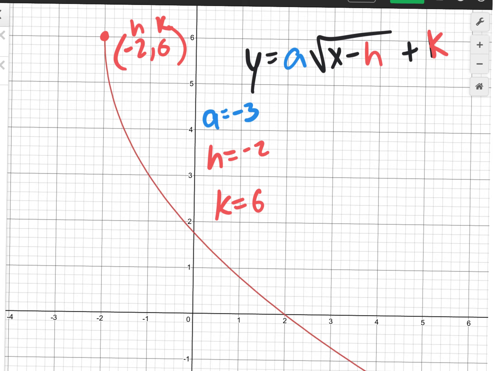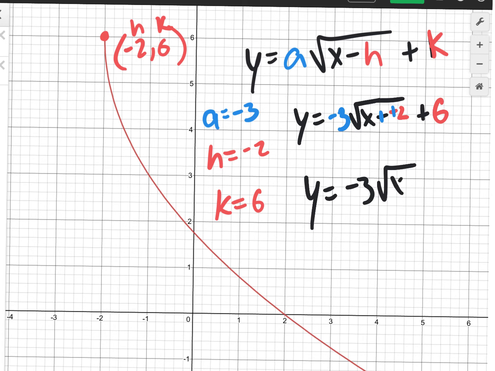So let's plug in all these values. We have y equals a square root of x minus h plus k. So the a value is negative 3. The h value is negative 2, and the k value is 6. And this is why we think opposite on h, because the minus 2 changes to plus 2. So this is the equation that you want to type in. Y equals negative 3, square root of x plus 2, and then a plus 6 on the outside.